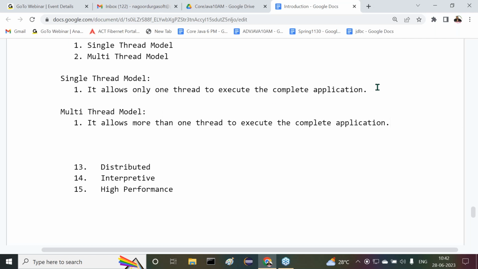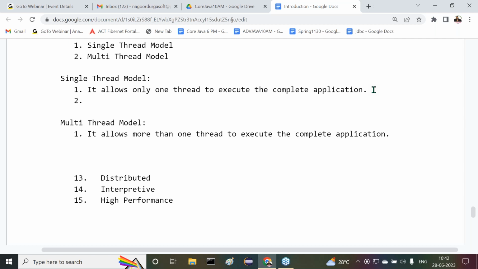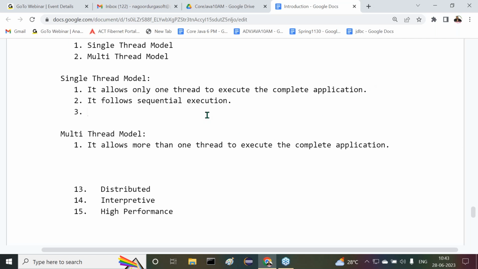Now tell me, when only one thread is allowed, is that single thread able to perform the task sequentially or not? Adjusting the chairs, chair by chair only. Am I right or not? Not multiple chairs at a time. Why? Because here there is only one thread. So now the point is, it follows sequential execution.